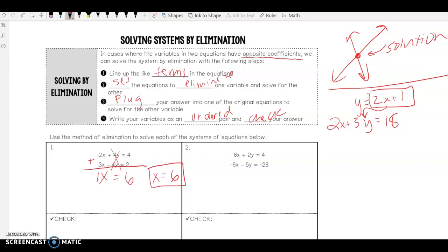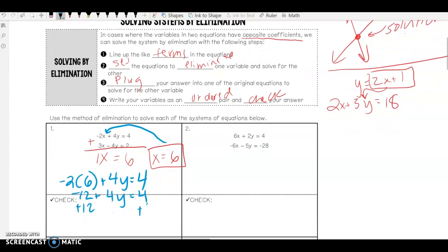Now what I can do is plug 6 back into one of these equations for x to solve. So I'm going to do this first one. We get negative 2 times 6 plus 4y equals 4. I'll get negative 12 plus 4y equals 4. Add 12 to both sides. And I get 4y equals 16, which means y is 4. So my ordered pair is 6, 4.